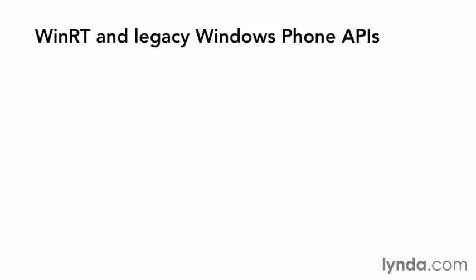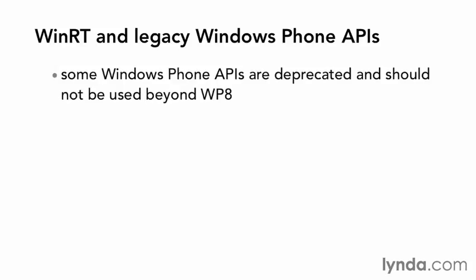Windows Phone is an evolving platform. On Windows Phone 8, the core level of the operating system was changed from Windows CE to the Windows 8 core. This means that some WinPhone APIs from Windows Phone 7 are deprecated and shouldn't be used beyond Windows Phone 8 except in a few key circumstances.